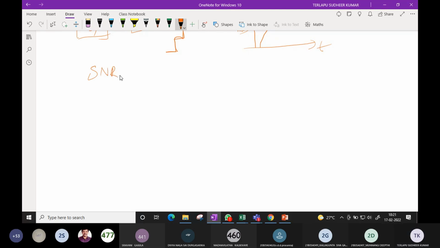SNR. Signal to quantization noise ratio.